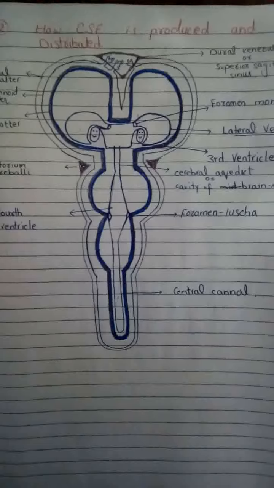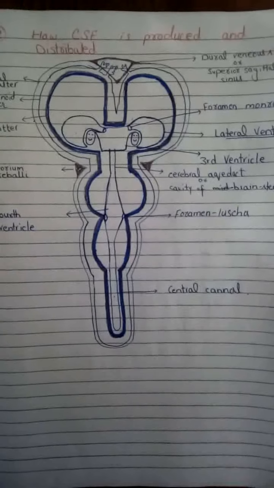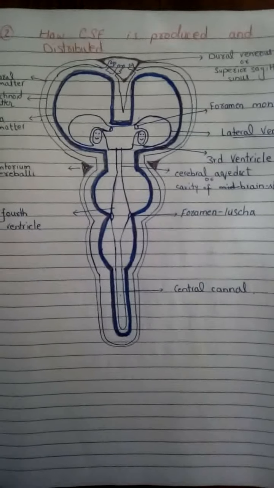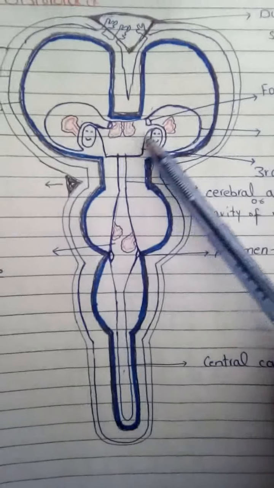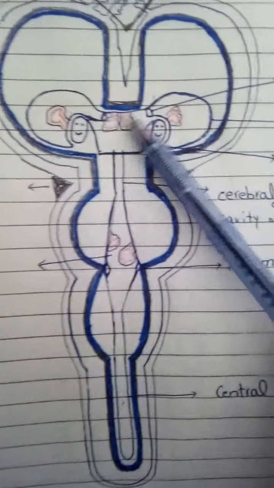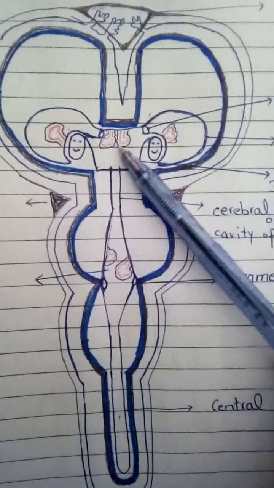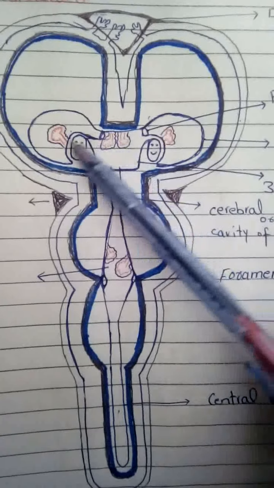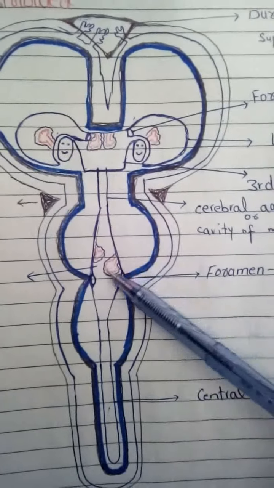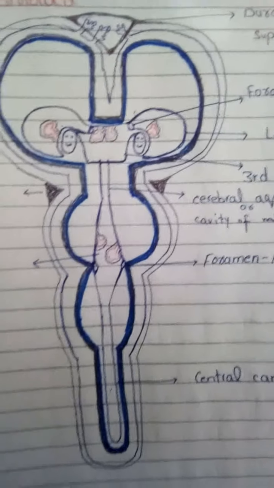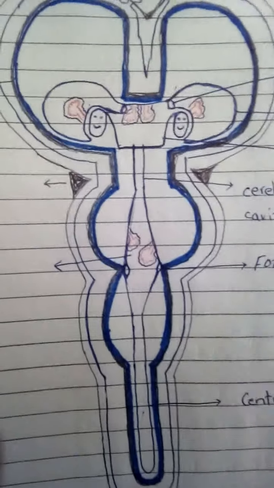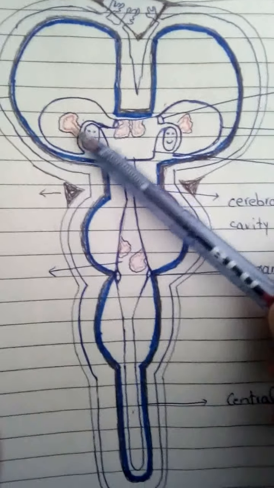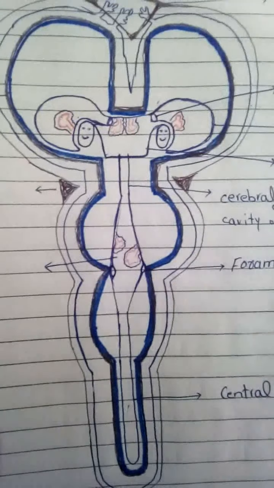All the ventricles and the superior sagittal sinus are lined by endothelial cells. The walls of the ventricles have choroid plexus. This is the choroid plexus present on the roof of the third ventricle. This is choroid plexus and these are choroid plexus. The choroid plexus produces cerebrospinal fluid. Let's analyze the choroid plexus. For example, we are enlarging this choroid plexus.